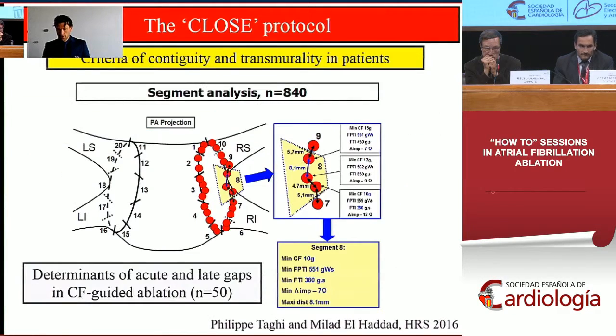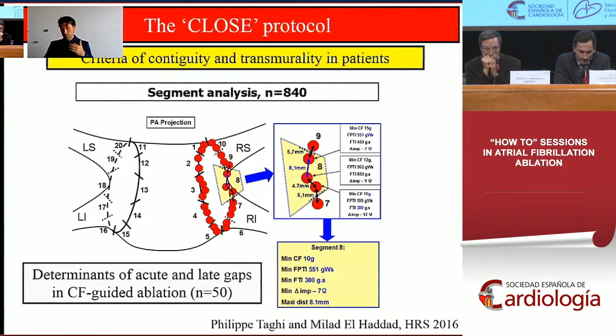So just accepting the formula was not enough. Now, what we did is there were, at a certain point in time, contact force guided ablations in our lab, in which the index was already available, but we were blinded to the results. So these results reflect patients ablated with contact force, with the index blinded.